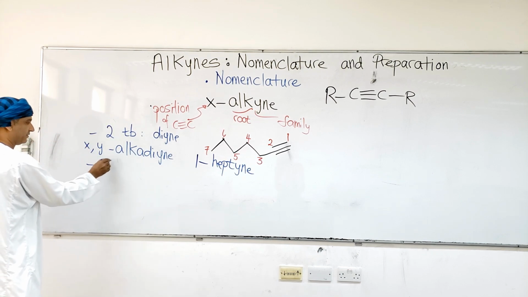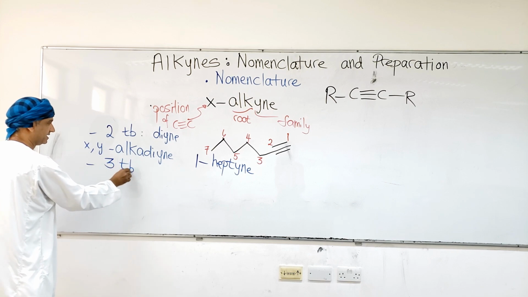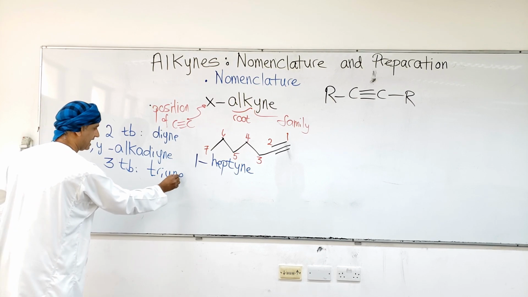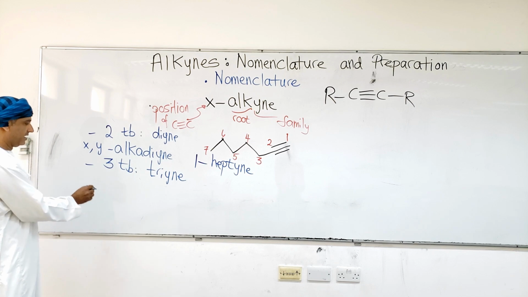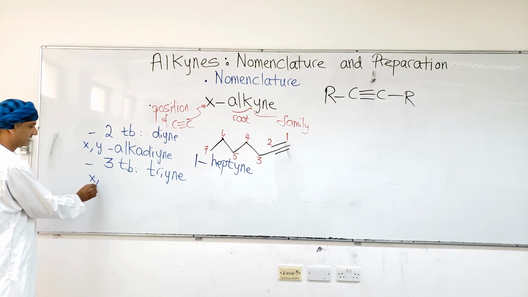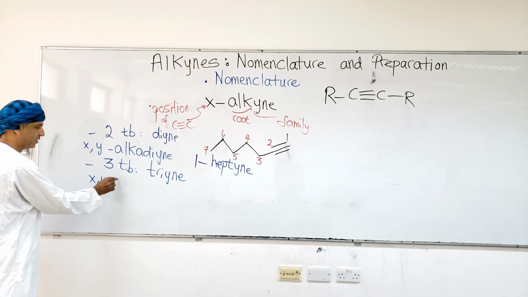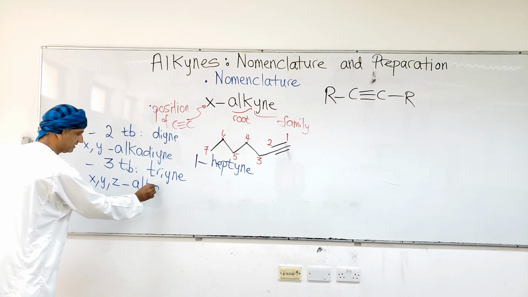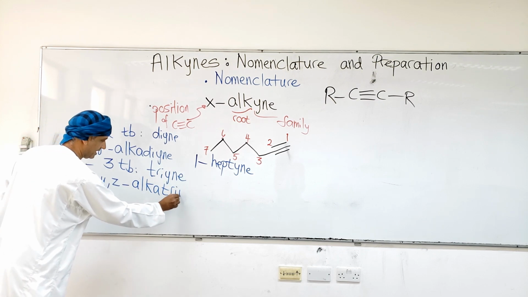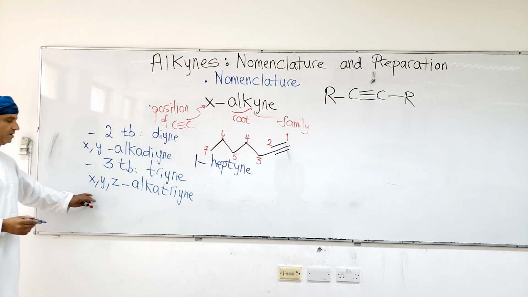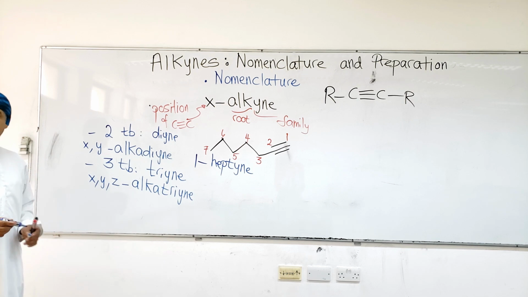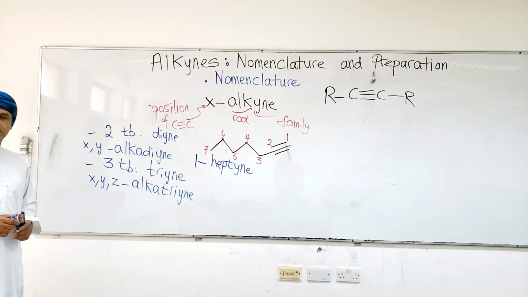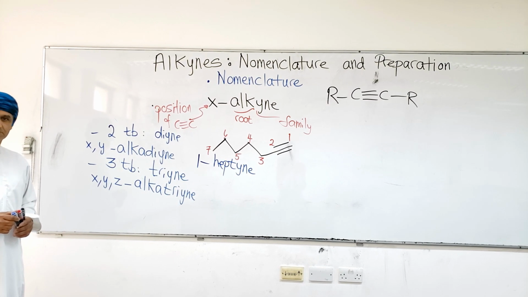If there are 3 triple bonds, then the alkyne will be named generally as a triyne, where the more specific nomenclature system would be X,Y,Z-alk-a-triyne, where X, Y, and Z are the positions of the 3 carbon-carbon triple bonds.